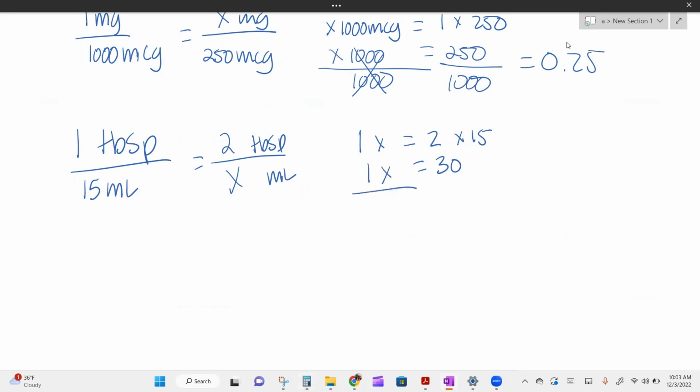We want to get X alone, so we want to divide that by 1, which gives us 30 ml.